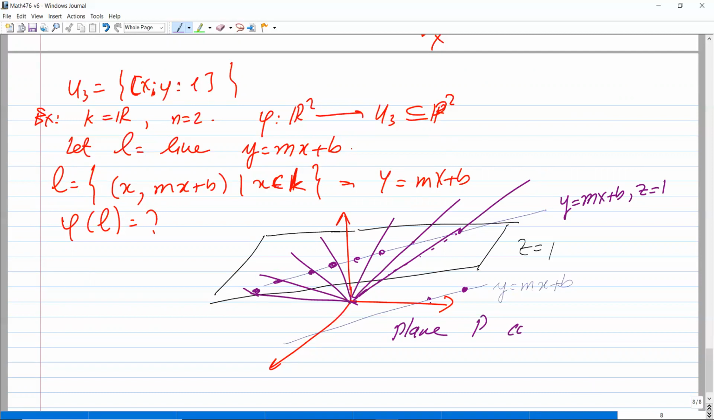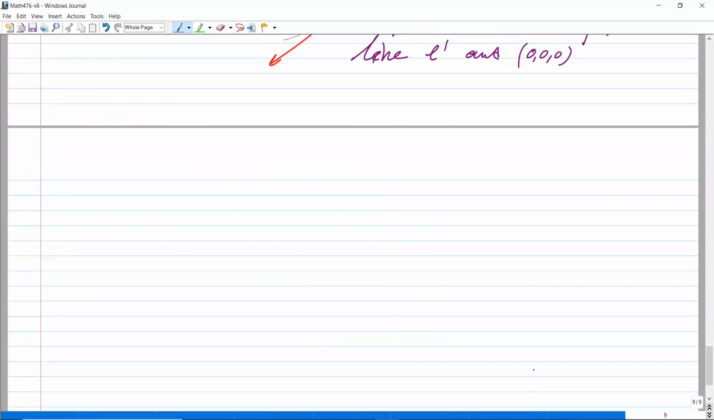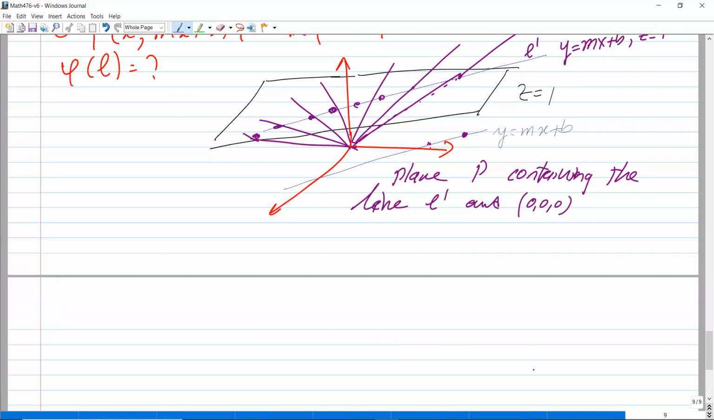A plane P containing this lifted line, let's call this L prime, and the origin in 3 space. So this is a plane. There's a unique plane, and this plane is y is equal to mx plus bz. And in the xy space, its intersection with the xy space is this line, and that is y is equal to mx.